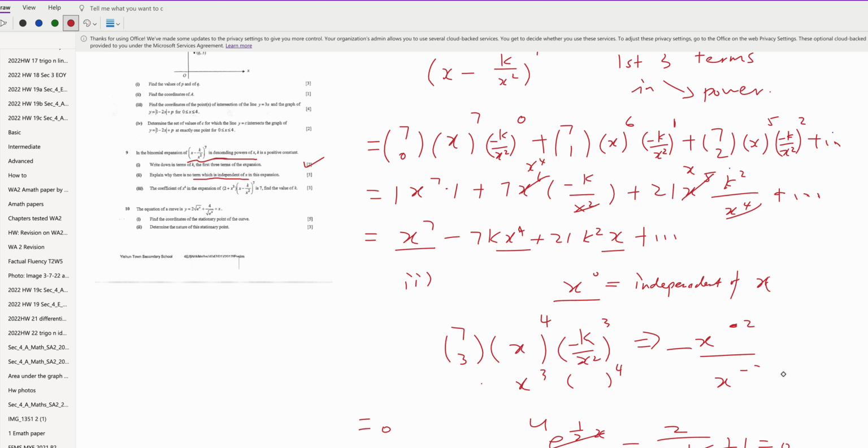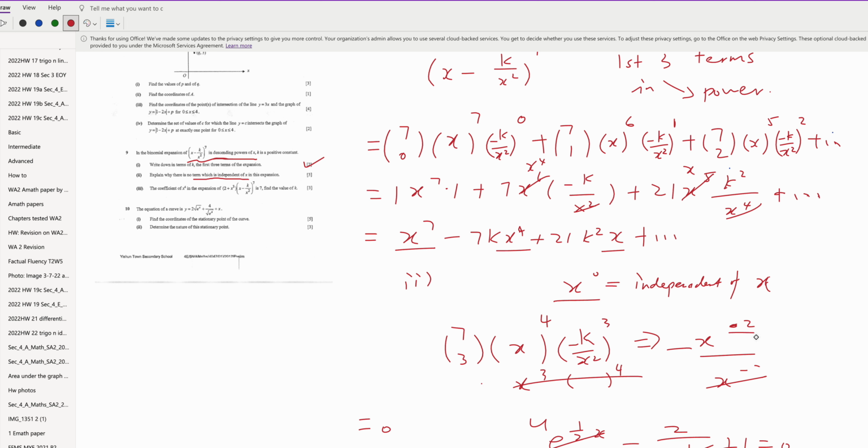Like, in the end, how do you say? So you check for this 4, 3, and then it happened to be x to the power minus 2, right? So there is no need for you to check for the rest. So you can say, if this is x to the power negative 2, then it skips the x to the power 0 term. Therefore there is no x to the power 0 term, or there is no term that is independent of x. Use your own words.